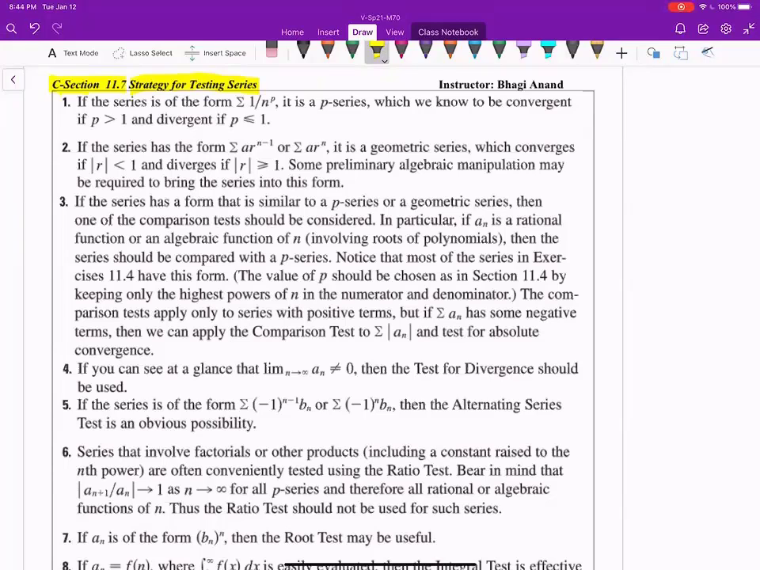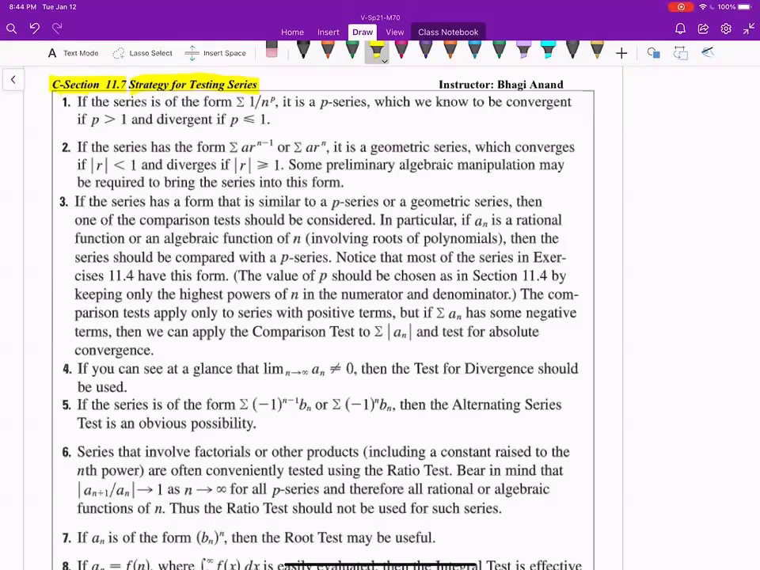We also saw some series such as alternating series, where the terms change sign alternately, positive and negative, or negative and positive. Then we applied the alternating series test. And then we also saw conditional convergence, when a series is said to be conditionally convergent, and all that were covered in the earlier sections.